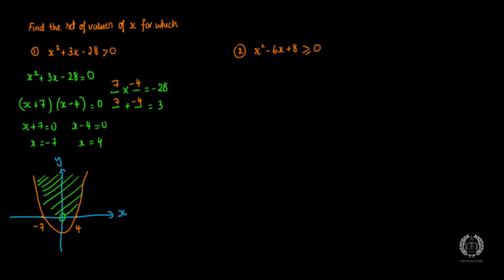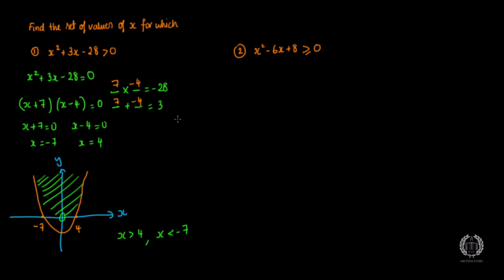So what will happen is if I look at this 4 here, as this line is going this way, my x value is increasing, so x is greater than 4. And if I look at minus 7 here, as this line is going this way, my x value is decreasing, so x is smaller than minus 7. Okay, and that's pretty much it for the first one.